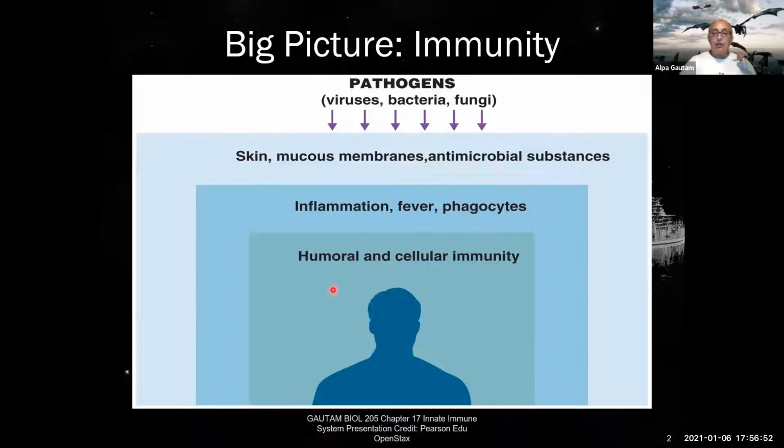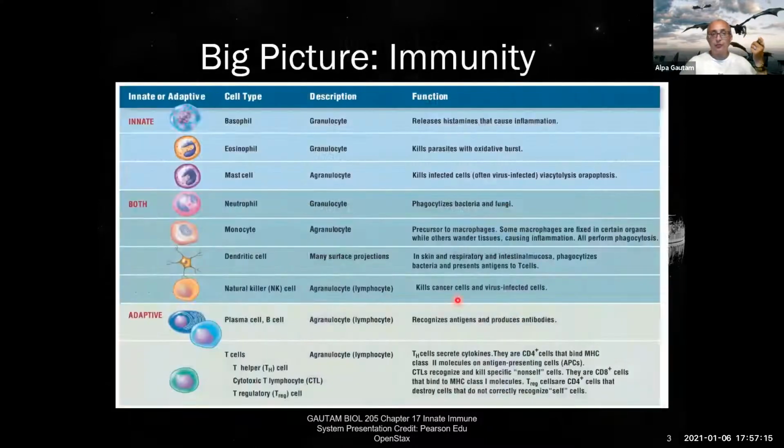And then the third defense would be something called humoral and cellular immunity. Humoral and cellular immunity is part of the adaptive immune system. So these out here are part of the innate immune system, and then humoral and cellular immunity is part of the adaptive immune system. And we'll learn more about this in the next chapter.